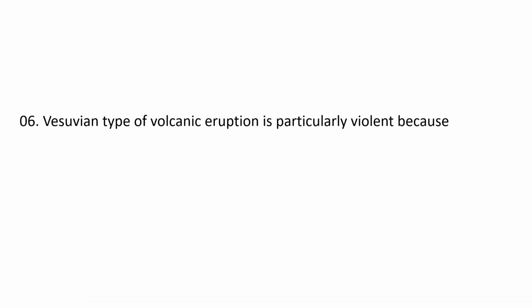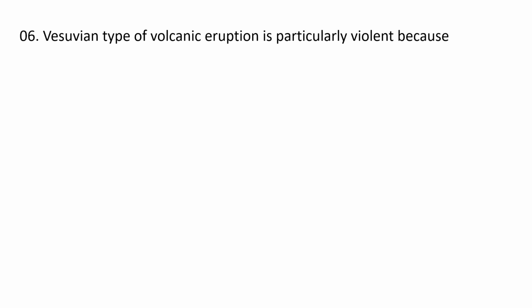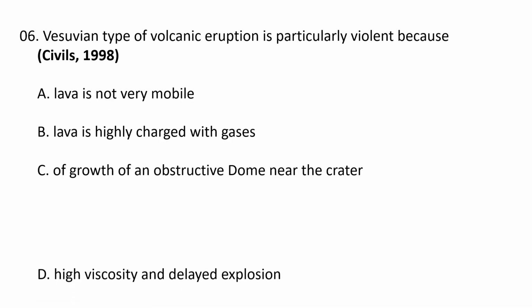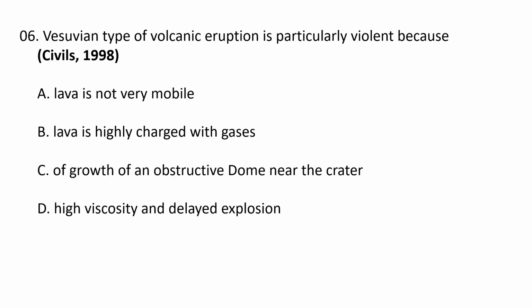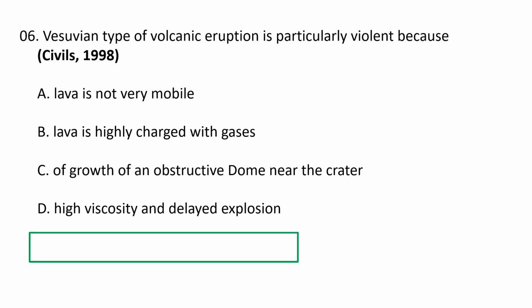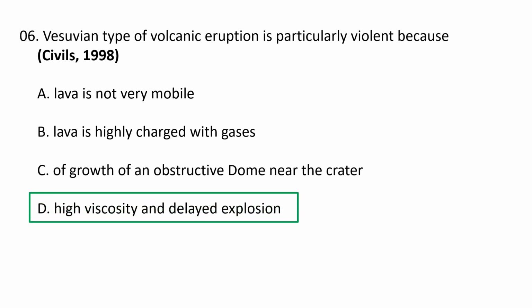Sixth question. Vesuvian type of volcanic eruption is particularly violent because A. Lava is not very mobile, B. Lava is highly charged with gases, C. Of growth of an obstructive dome near the crater, and D. High viscosity and delayed explosion. So this is the reason why the Vesuvian type of volcanic eruption is particularly violent.